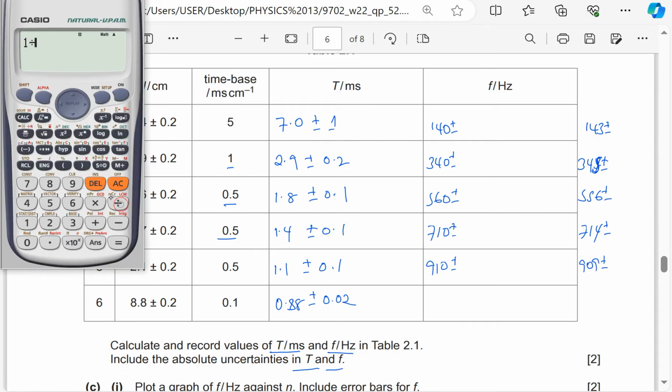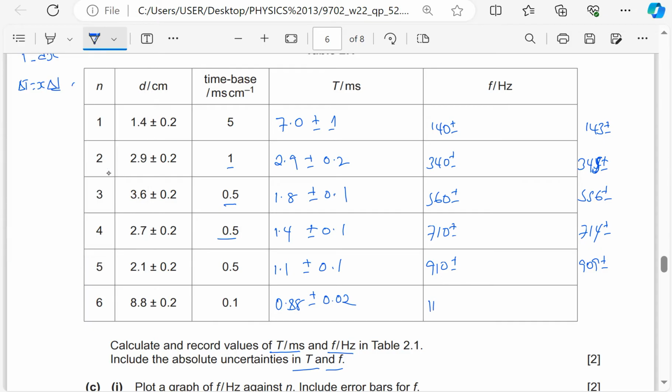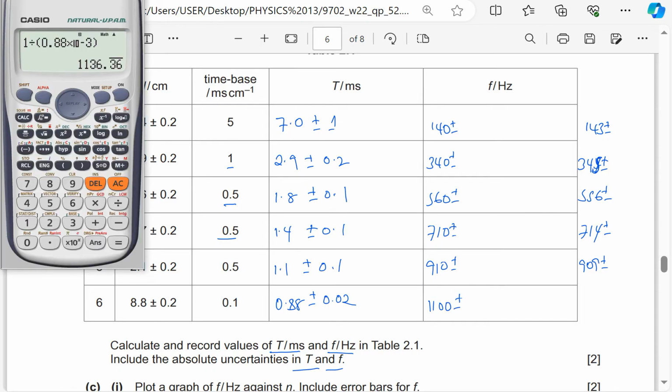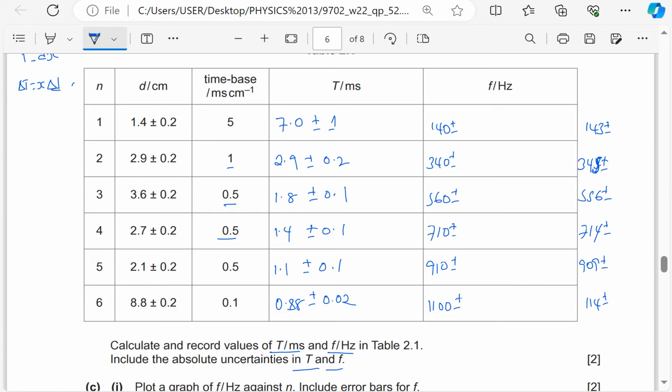And the last one is 1 divided by 0.88 exponent minus 3, which is 11,000. No, it's 1100. Or you can write 114 plus or minus. So it's 1140 plus or minus. Then let's check the uncertainties.